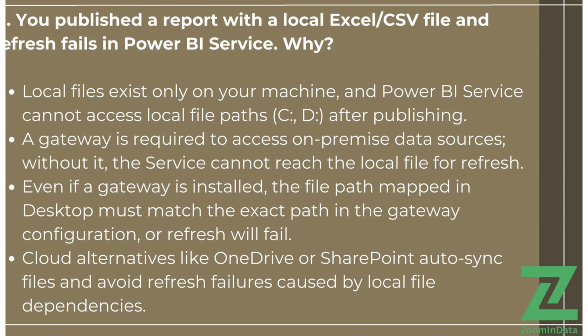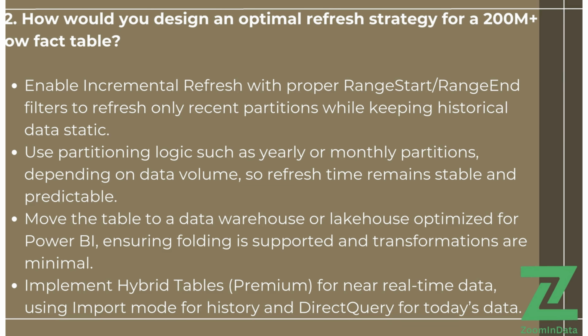Even if a gateway is installed, the file path mapped in desktop must match the exact path in the gateway configuration, or refresh will fail. Cloud alternatives like OneDrive or SharePoint auto-sync files and avoid refresh failures caused by local file dependencies. 12th question. How would you design an optimal refresh strategy for a 200 million+ row fact table?